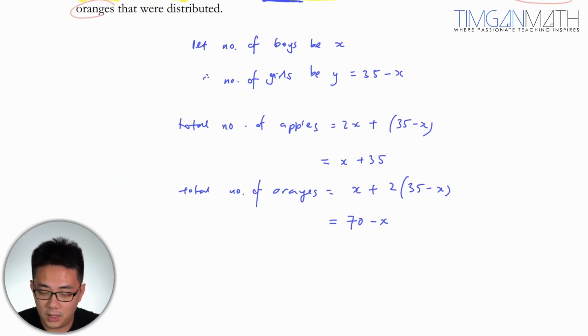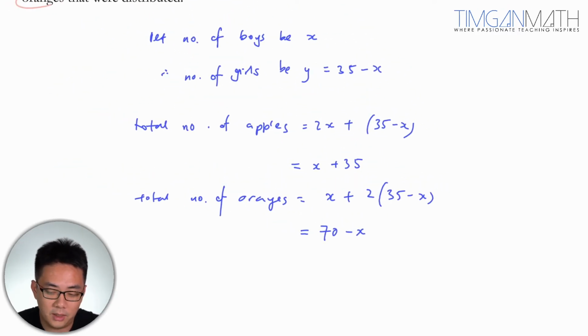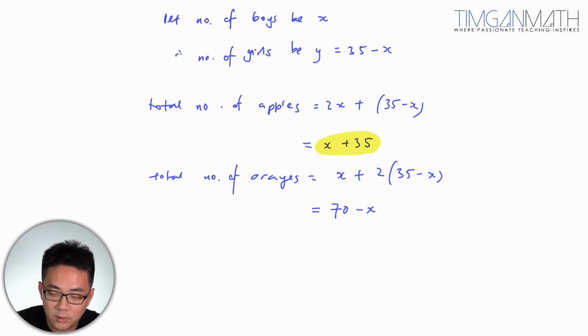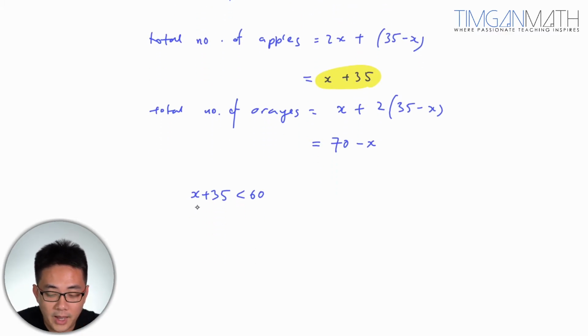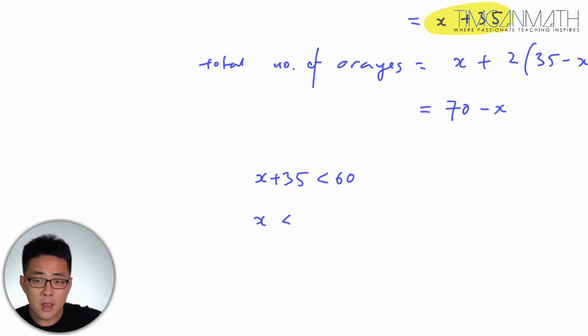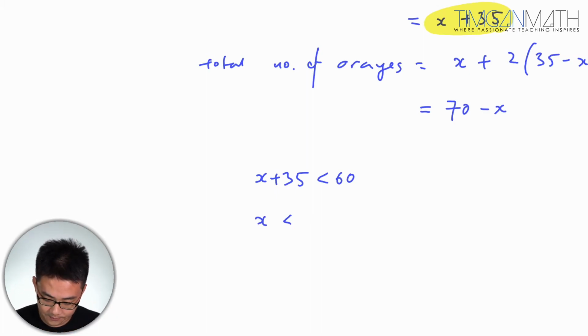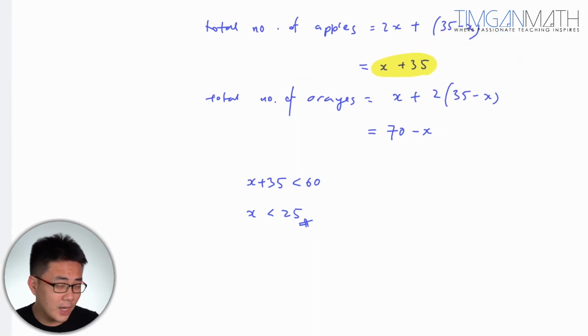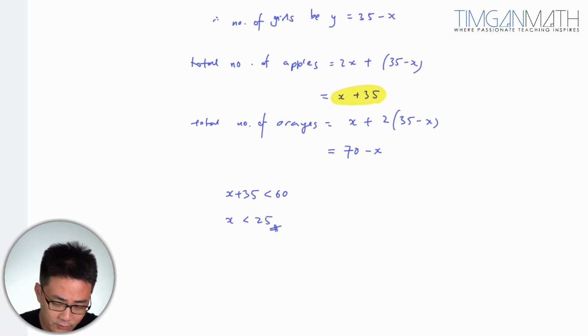Then now we're going to use the inequality. We know that x plus 35, which is the number of apples distributed, is less than 60. If you subtract 35 from both sides, 60 minus 35 is 25. So we know that maximally x can be 24. You can't have x equal to 25, but it could be 24.